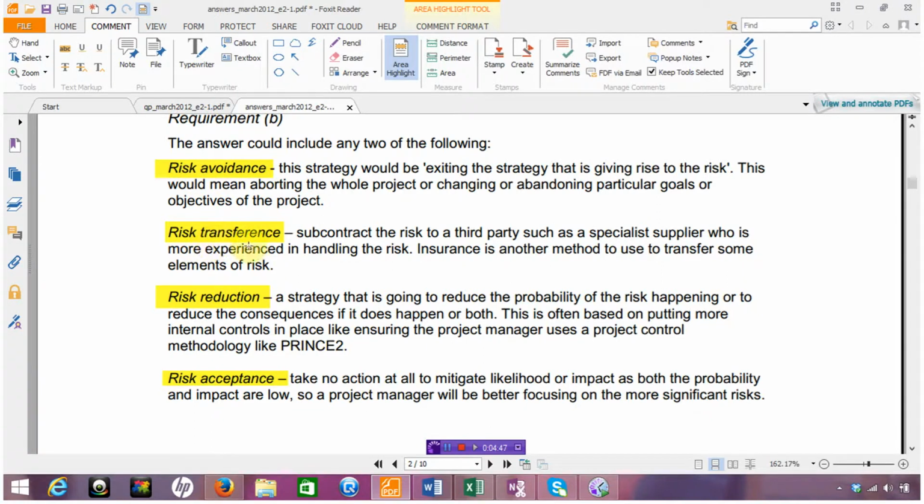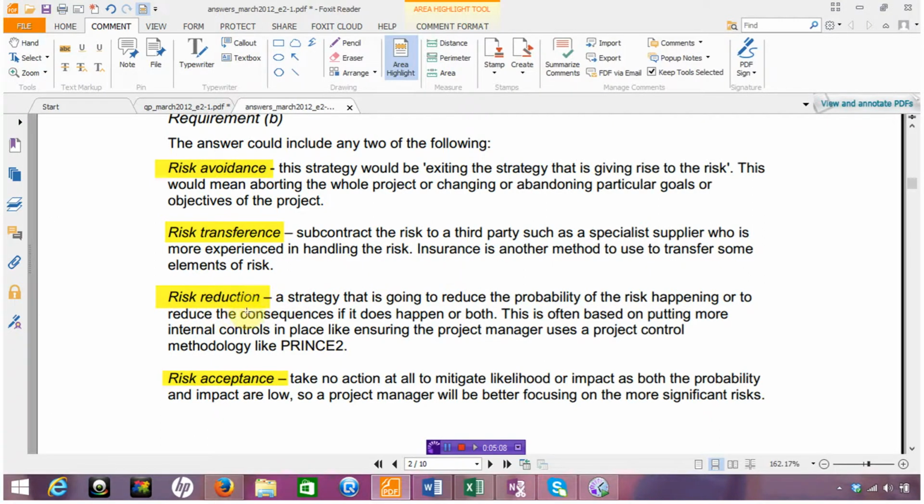Transference, probably an easy one to remember. We're either going to transfer it out to perhaps a subcontractor or a specialist supplier, so that it's their responsibility, or the old classic of insuring it in some way, shape or form. So insuring ourselves against the probability of the risk happening.